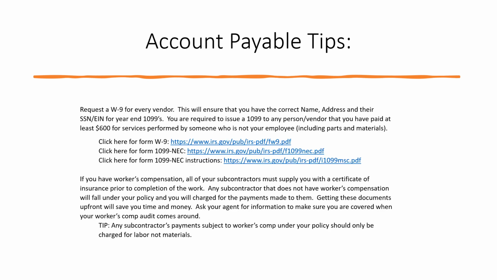Here's some accounts payable tips to make your life easier. Number 1, request a W-9 for every vendor. This will ensure that you have the correct name, address, Social Security number, EIN, so that when you get to the end of the year to do the 1099s, everything's already in your software. You are required to issue a 1099 to any person vendor that you have paid at least $600 over the course of the year for services performed by someone who is not your employee, including parts and materials.